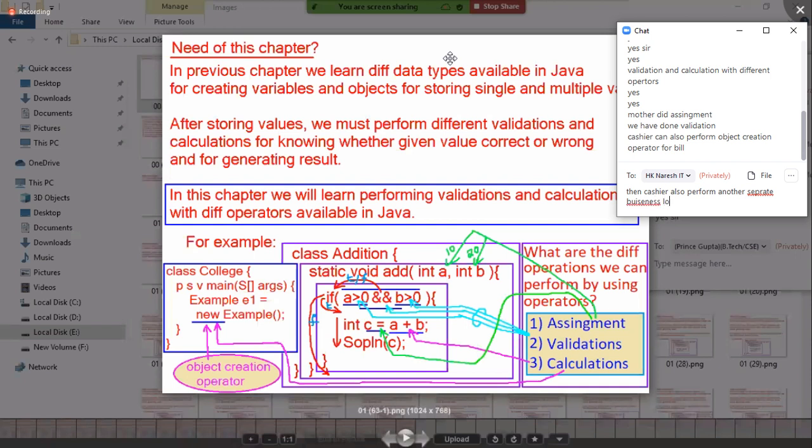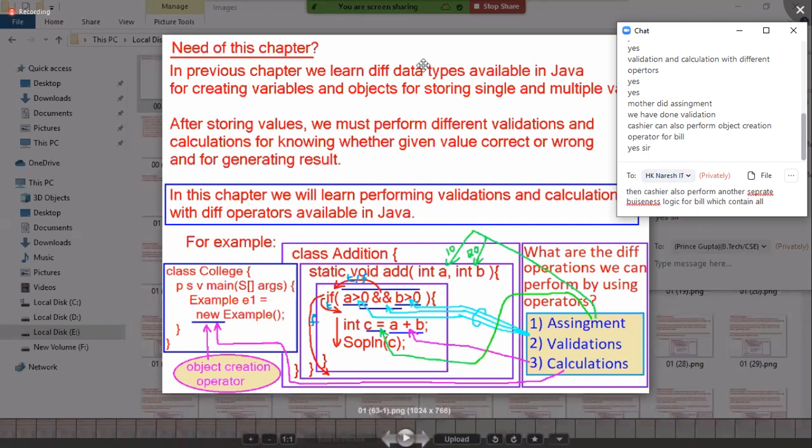And tell me, after class is completed, you are at home now, your mother is preparing some snacks for you, right? Mother preparing snacks and placing them in a plate, that is what? Assignment. Then you are taking the plate into your hand, one more copy operation, assignment. Then taking that and putting it in your mouth, immediately your tongue is performing what operation? Your tongue is performing validation, taste checking, na? It is a validation operation, right?